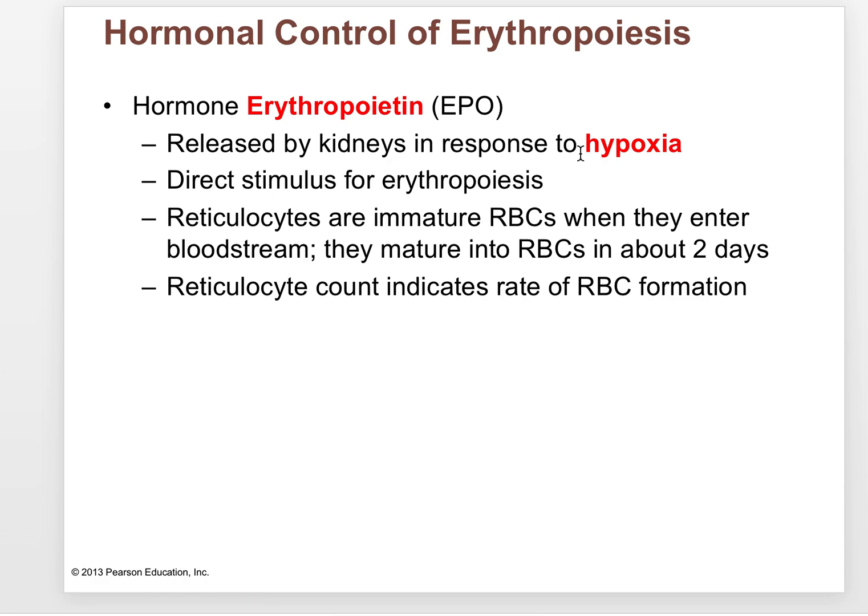There's a hormone that's released by the kidneys as a result of hypoxia called erythropoietin, and erythropoietin is a direct stimulus for erythropoiesis. So if the tissues are hypoxic and they need more oxygen, it stimulates the production of red blood cells to carry more oxygen to the tissues.